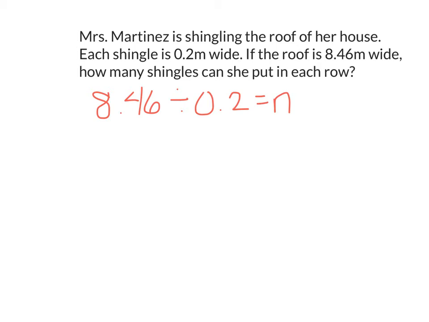We can first estimate this using front-end estimation. So we would have 8, because remember, we're going to use just that first non-zero number in each number. So we have 8 divided by 0.2, which would give us 40.